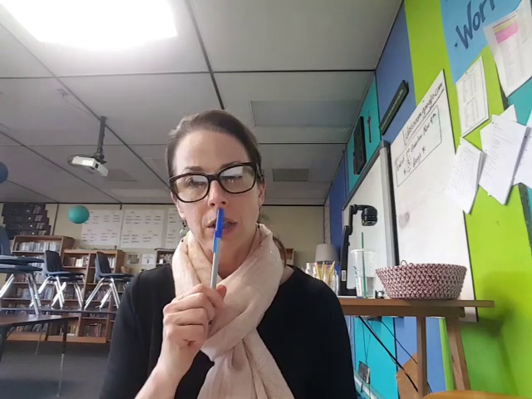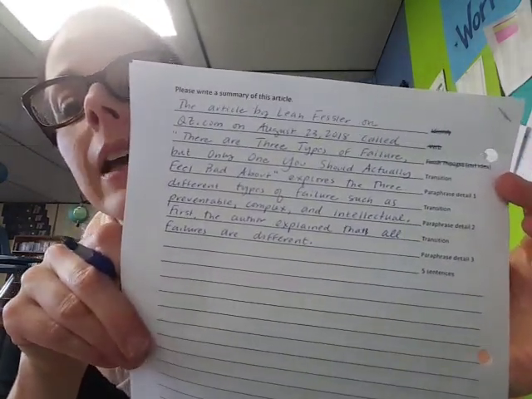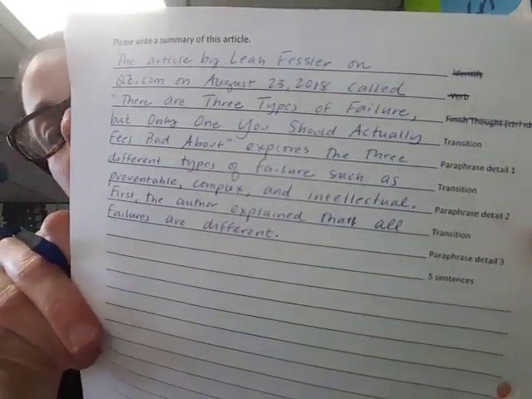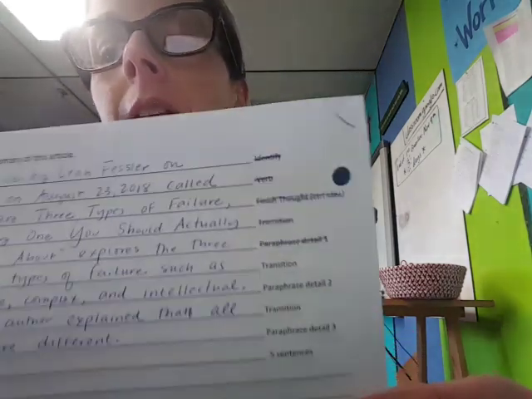So first, the author, I don't want to use described, explained. That, oopsie, all failures are different. So I basically took that first sentence from the introduction, and I'm just paraphrasing it. So there's my first thing. So I've crossed off transition and paraphrase detail number 1. So here I am, exactly right there.